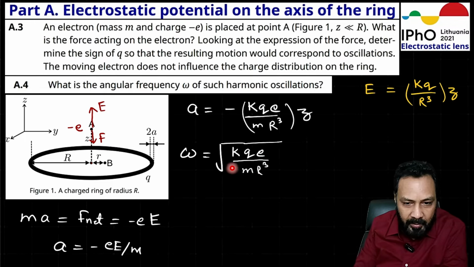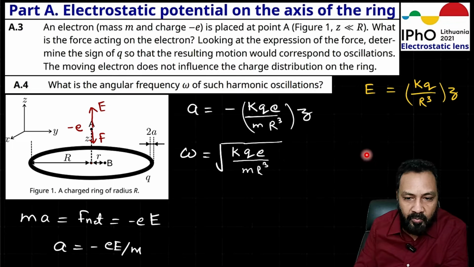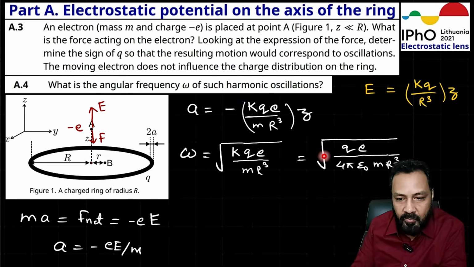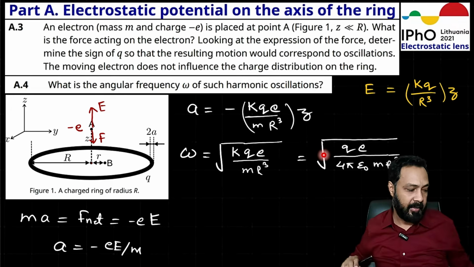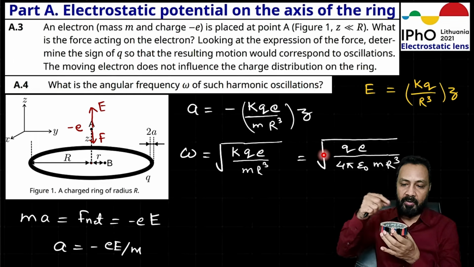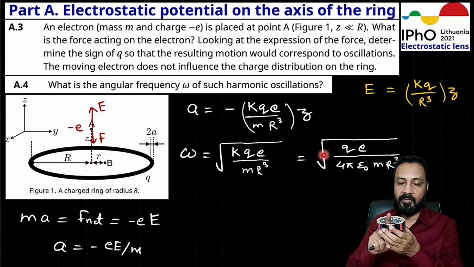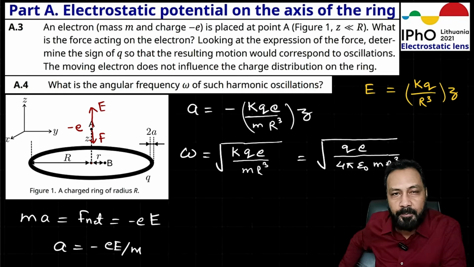If you want to make it in a more explicit way, k is equal to 1 over 4 pi epsilon naught. So we'll get the angular frequency of the oscillation. Like this is a ring, and if I place an electron here, it will keep on oscillating like this, and that would be the angular frequency. And remember, this is valid only for small z, very small compared to r.